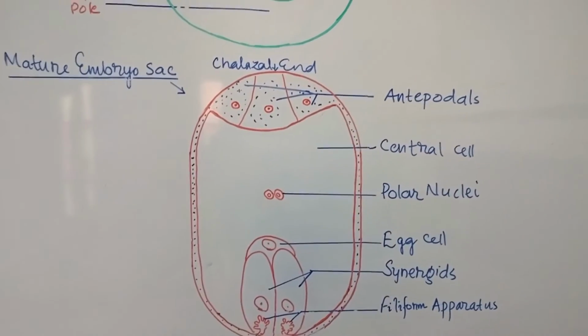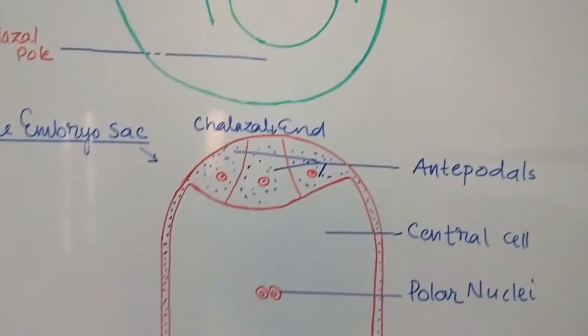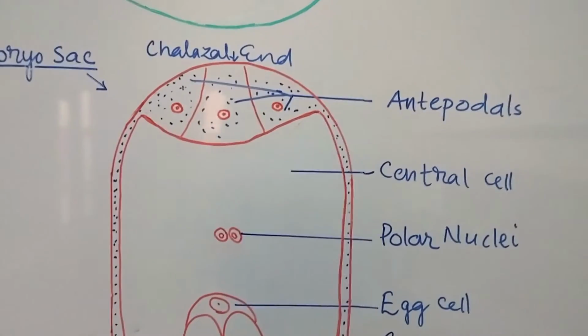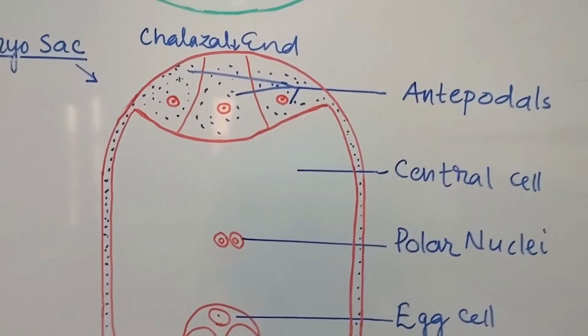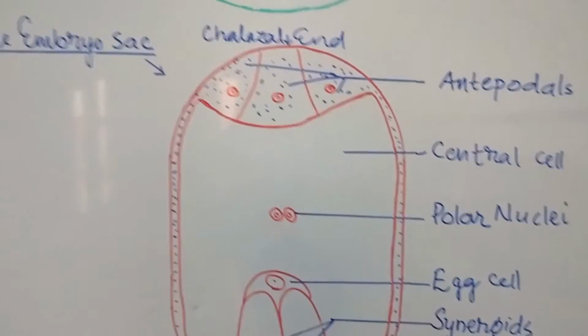So the diagram goes here, having the largest central cell. On the apex, on the chalazal end, you will be having the 3 antipodal cells. Coming to the polar nuclei of the central cell, which is 2n in number, which will be helping in triple fusion for fusing with the second male gamete of the pollen grain.